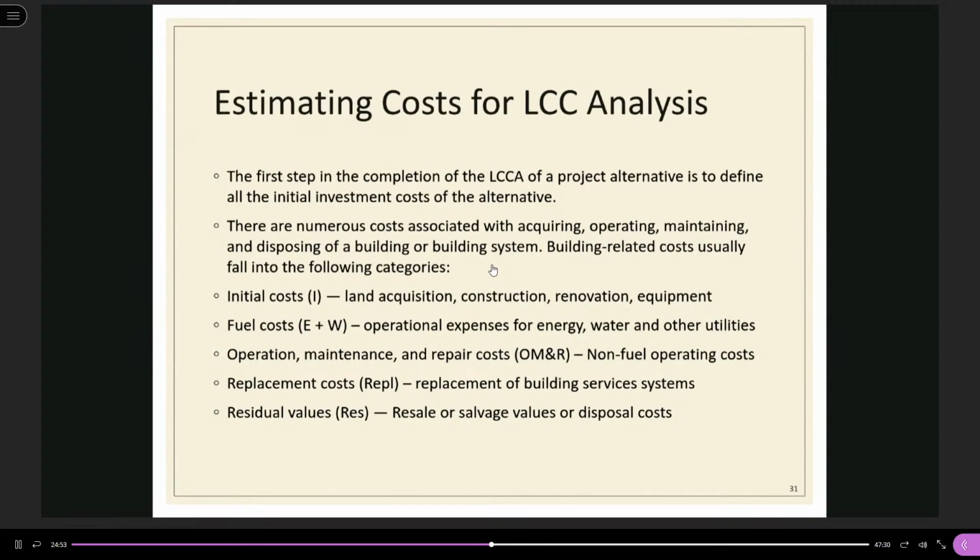The replacement cost: replacement of the light bulb, replacement of the air conditioning, replacement of some equipment components. So these are replacement of the building services system. And the residue values: you may resell some of the disposable equipment, so resell or salvage values or disposal costs. Apart from the values, maybe you need to pay for someone to take away this kind of rubbish. So this is disposal costs.